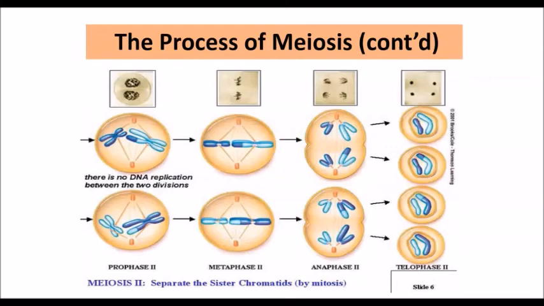Okay, let's move on now to meiosis 2. So this is round 2 of meiosis. We're picking up from where we left off with the 2 haploid daughter cells being produced.